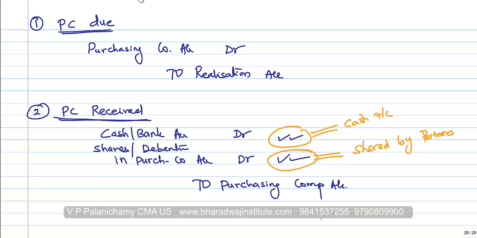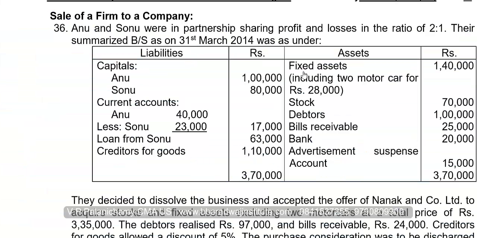Only 2 adjustments extra. Sale of a firm to a company, only these 2 entries extra. Other than that, everything is the same. We'll see some JLP policy adjustment will be there, or take it as any other asset.